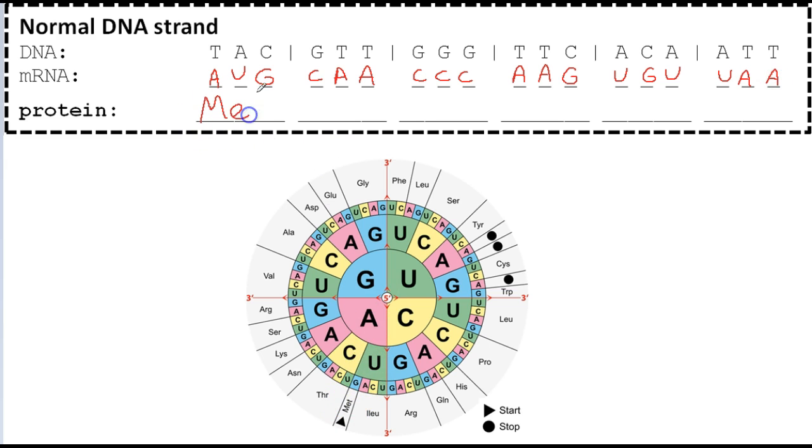AUG gives me methionine, my start codon. CAA is going to give me glutamine. Next up, CCC gives me proline, PRO. AAG is going to give me lysine, LYS. UGU gives me cysteine, and UAA gives me stop.